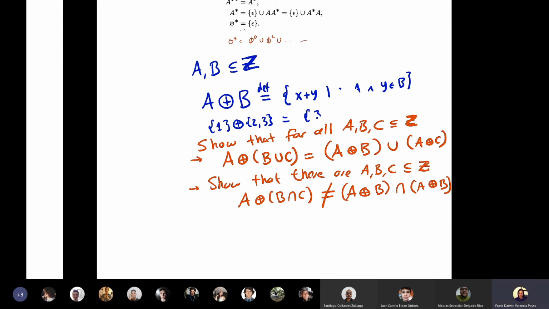You understand what the difference is? Que en la primera nos toca mostrarlo en general y en la segunda con un contraejemplo es suficiente. Exactly. A counterexample that these two are not the same.